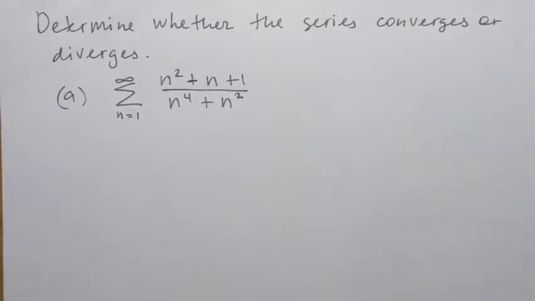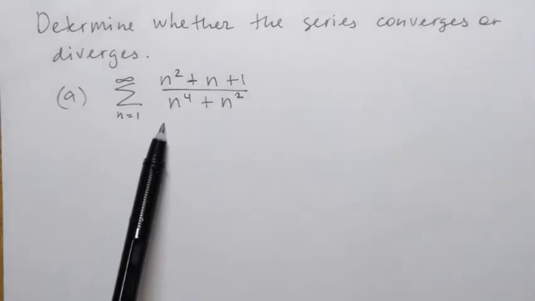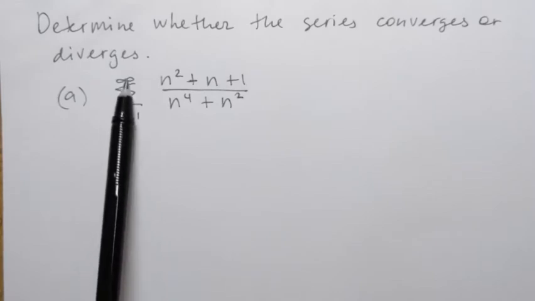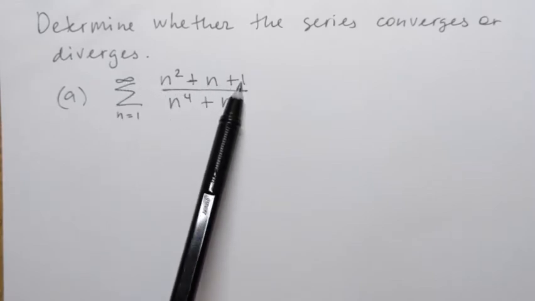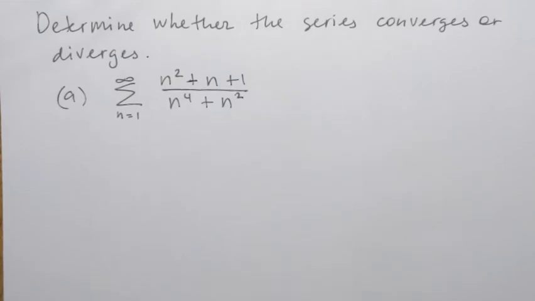In this video, we're going to illustrate how the limit comparison test can be used to determine whether a series converges or diverges. Let's start with this example. We have the series, as n goes from 1 to infinity, of (n squared plus n plus 1) over (n to the fourth power plus n squared).